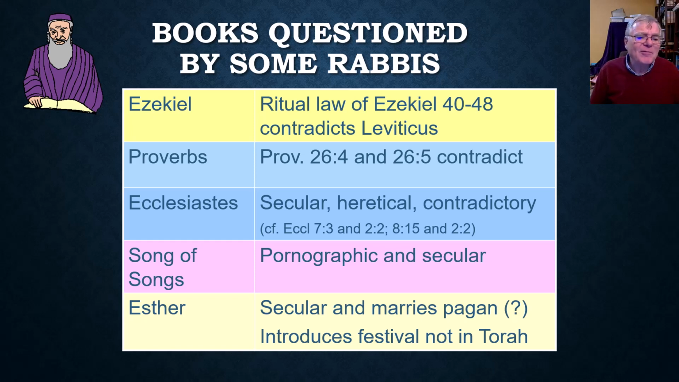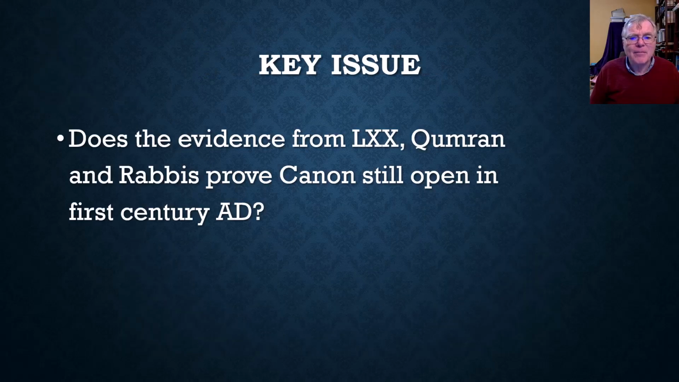So Ezekiel, Proverbs, Ecclesiastes, Song of Songs, and Esther were at some point questioned by one rabbi or another as to whether or not they should have been in the canon. So the key issue then is, does the evidence from the Septuagint, from Qumran, and from the rabbis prove that the canon was still open in the first century of the Christian era? But we'll talk more about that in the next part of our lecture.